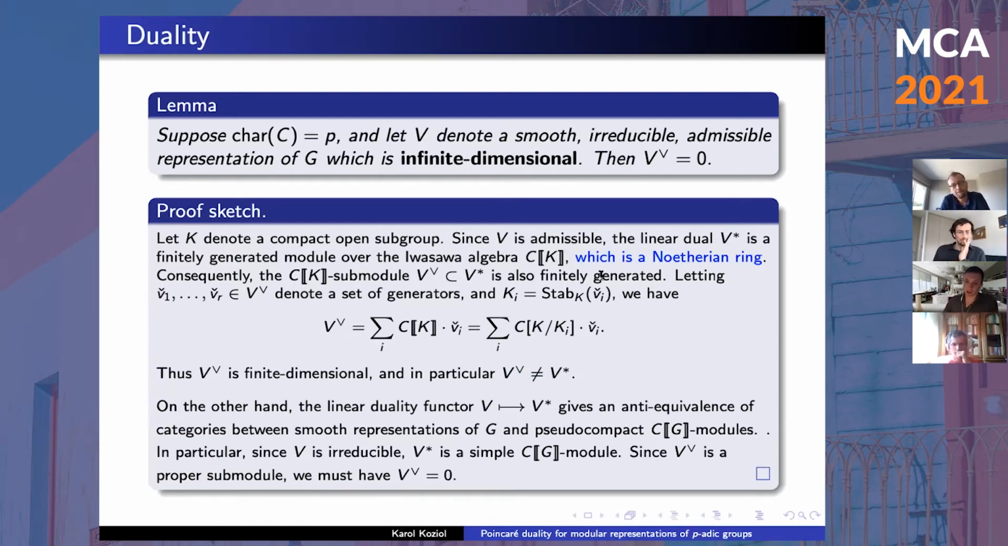So the key feature, which is really either screwing things up or making things a little bit nicer, depending on how you look at it, is that this Iwahori algebra is a Noetherian ring. And this is very specific to characteristic P.